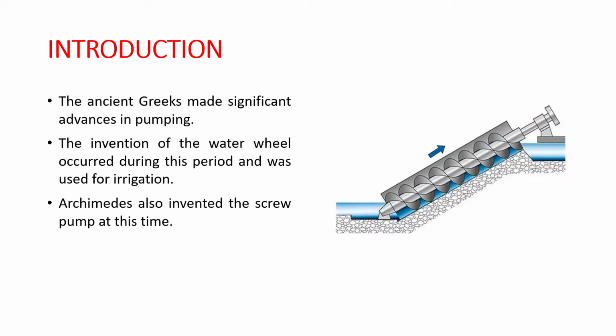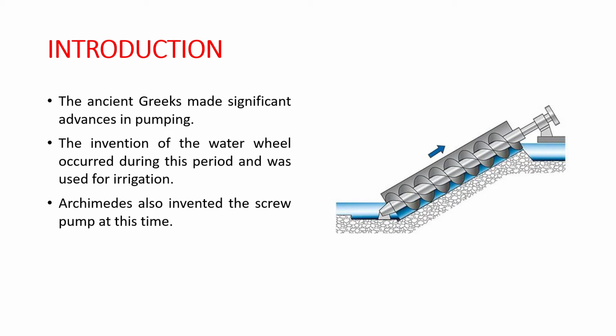Between 300 and 100 years BC, the ancient Greeks made significant advances in pumping. The invention of the water wheel occurred during this period and was used for irrigation. Archimedes also invented the screw pump at this time. A power pump was also invented in Egypt during this era. The pump operated manually using a cylinder and piston system to draw water.